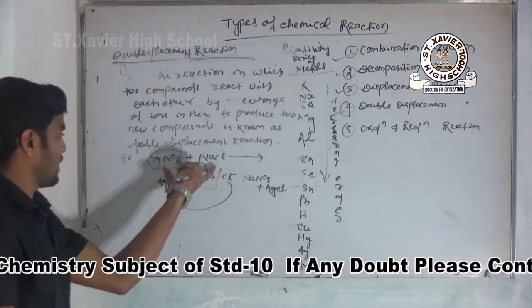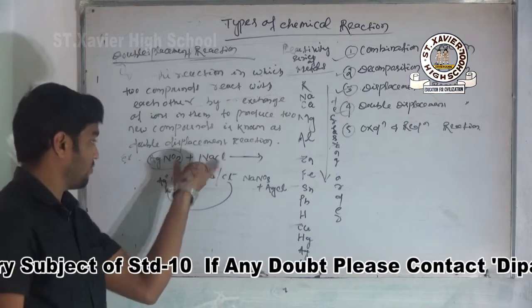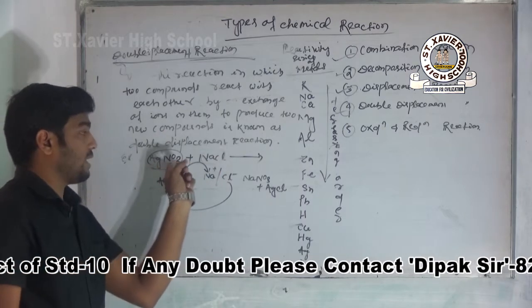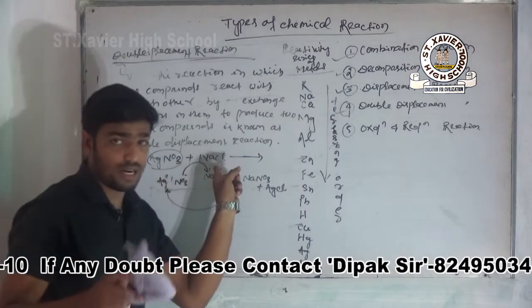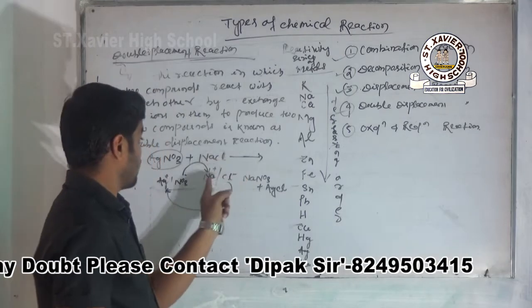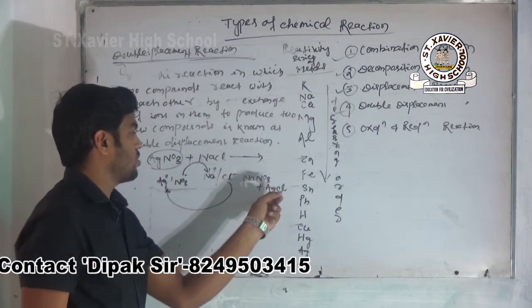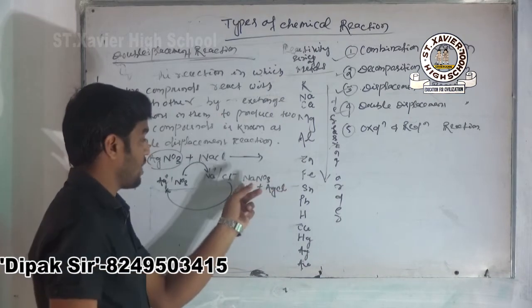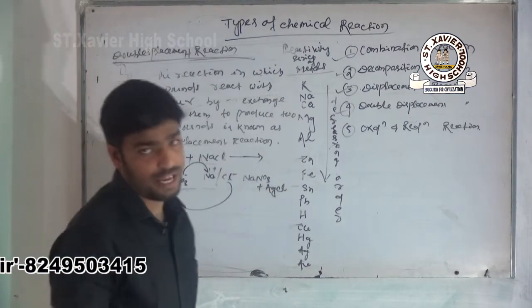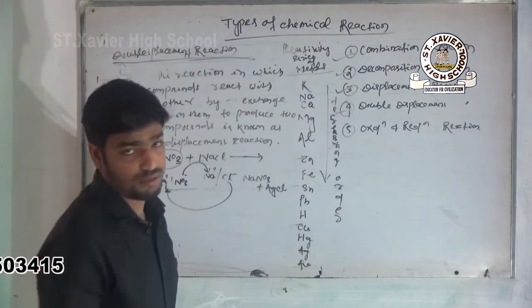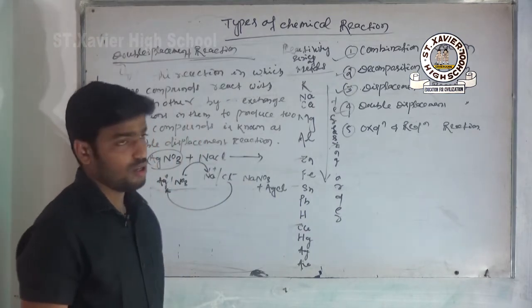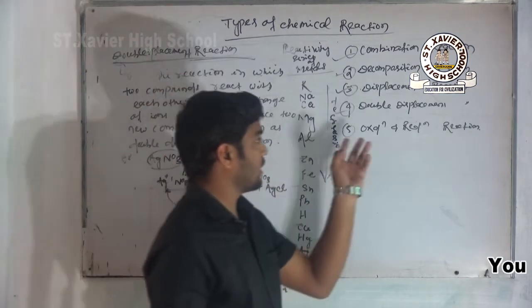So see here, on the reactant side, previously we have silver nitrate plus sodium chloride, but now on the product side we have sodium nitrate plus silver chloride. That means this happens after exchange of ions. This is our double displacement reaction. Yes or no? So you have to just remember one simple thing.